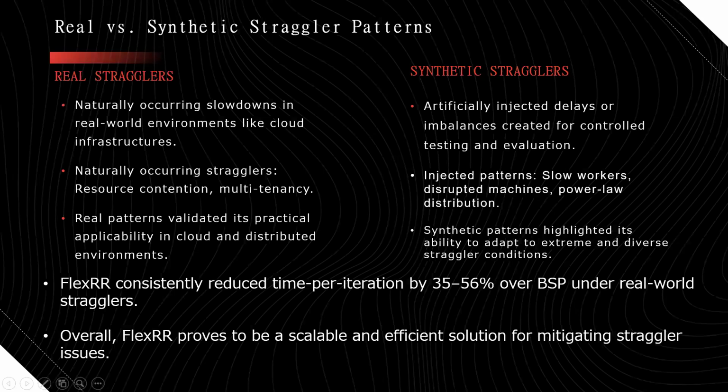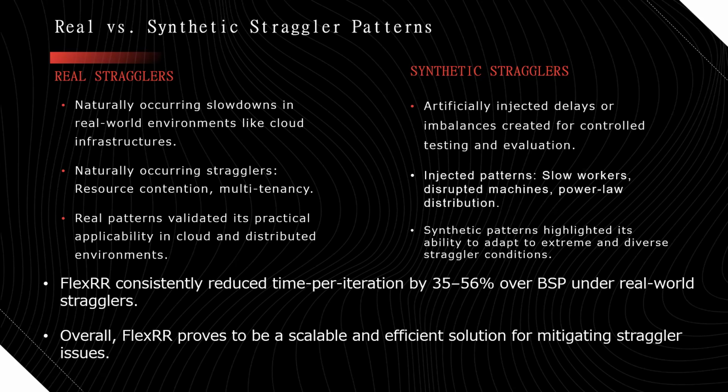Now we can see the differences between real stragglers and synthetic stragglers. Real stragglers are naturally occurring slowdowns in real-world environments like cloud and infrastructure. Artificial stragglers are injected delays, created for control in testing and evaluation. Naturally occurring stragglers come from resource contention and multi-tenancy. Real patterns are validated in practical availability in cloud and distributed environments. Synthetic patterns are highlighted for their availability and diversity.